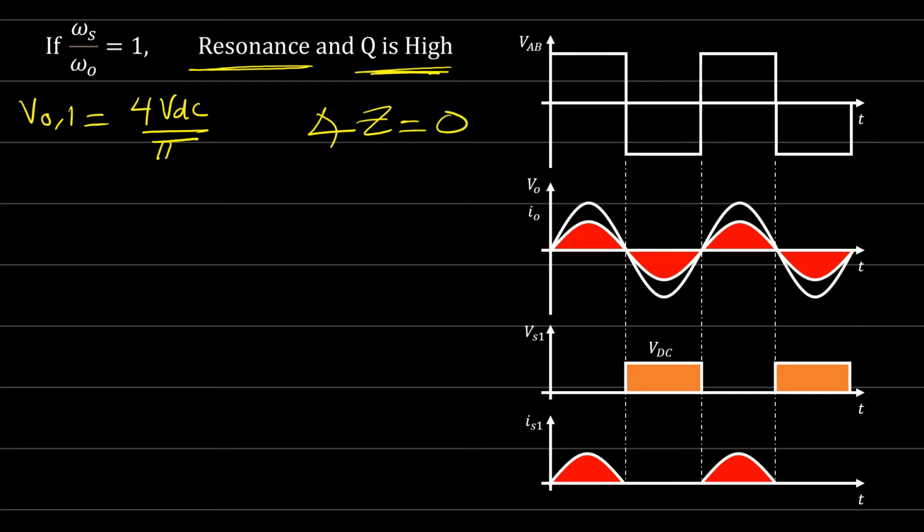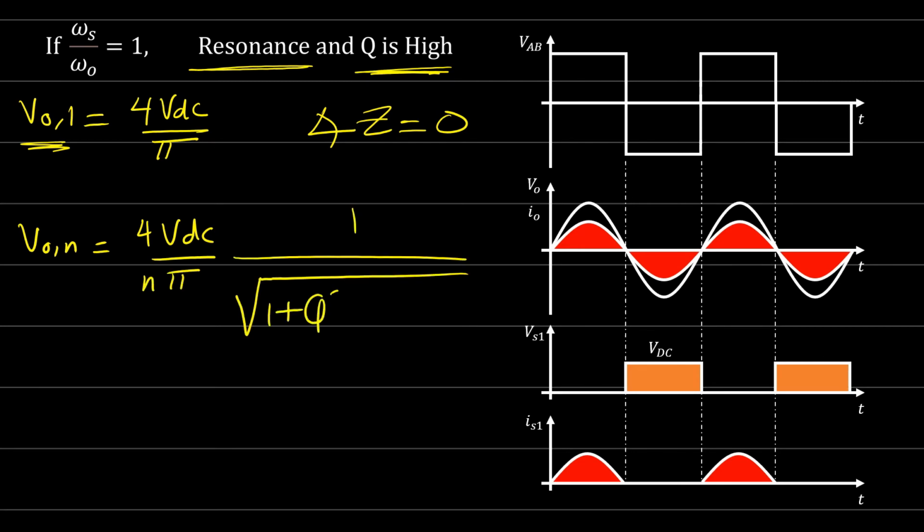Why? Because we are operating at resonance. So this is for the first harmonic. If you come back to this equation, which is V out for the nth harmonic, it is equal to how much? 4 VDC over n pi times what? 1 plus Q squared, times n omega s over omega naught minus omega naught over n omega s, squared, right? We said this is 1 and this is 1 for the first harmonic, so 1 minus 1 is 0.